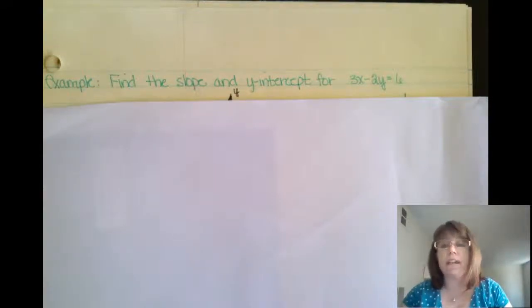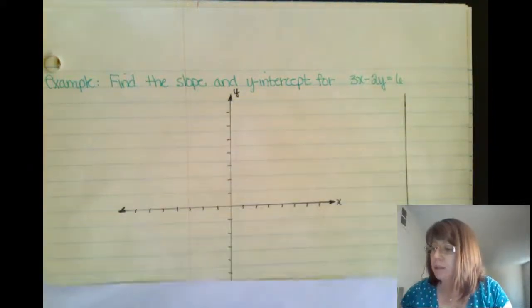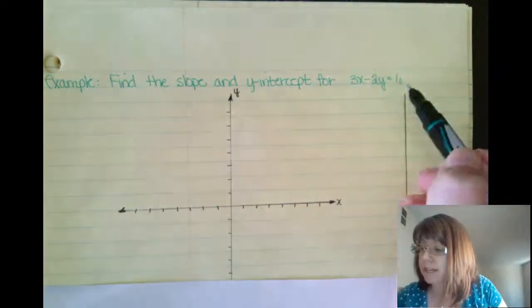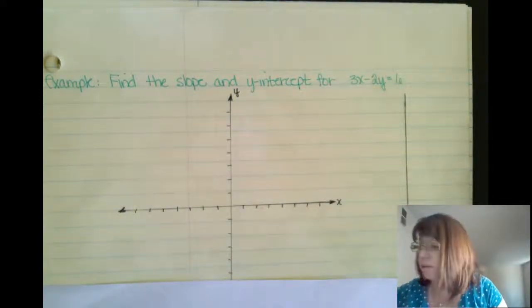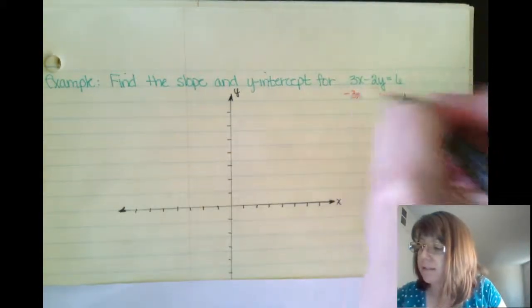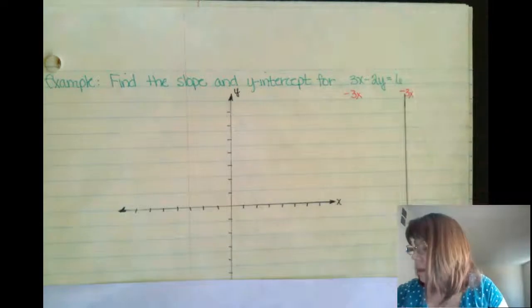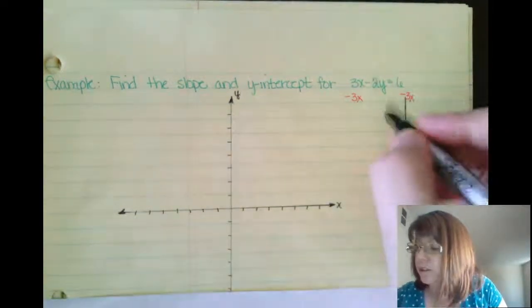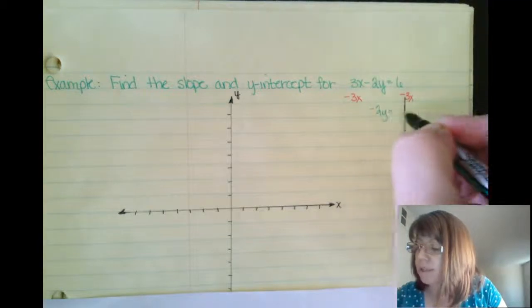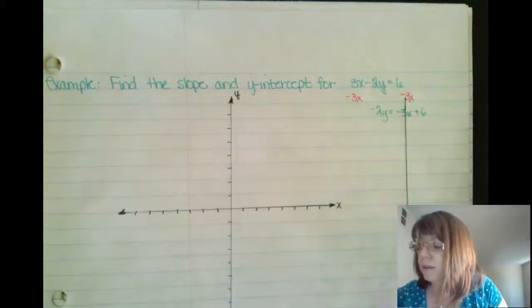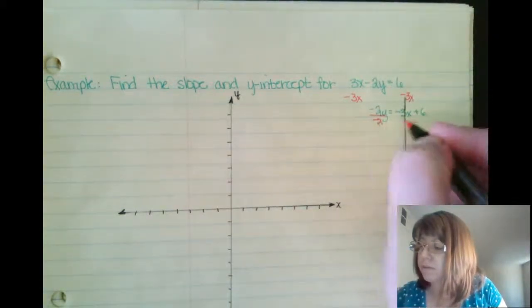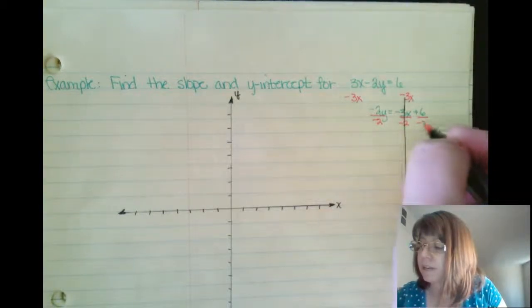Let's find the slope and the y-intercept for 3x minus 2y equals 6. Again, I want to get this into the form of y equals mx plus b, so I want to solve for y. The first step is to subtract 3x from both sides. I'm left with negative 2y equals negative 3x plus 6. Now I'm going to divide everything by negative 2.